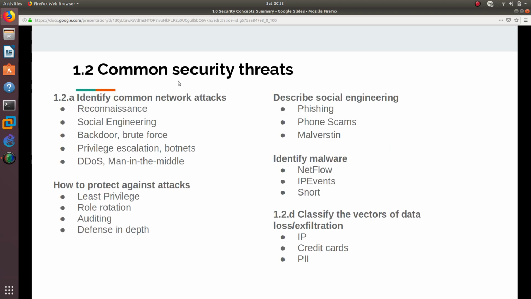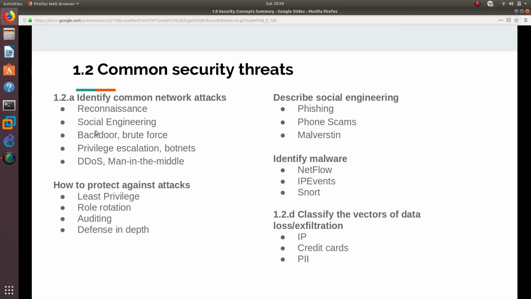Now moving on to 1.2, which is common security threats. In 1.2a, we identify common network attacks. Recon is when they want to go into your network undetected. They just want to gather information on your network so they know how to attack it. Social engineering is when they try to scam people, either via email, text, or even a phone scam.